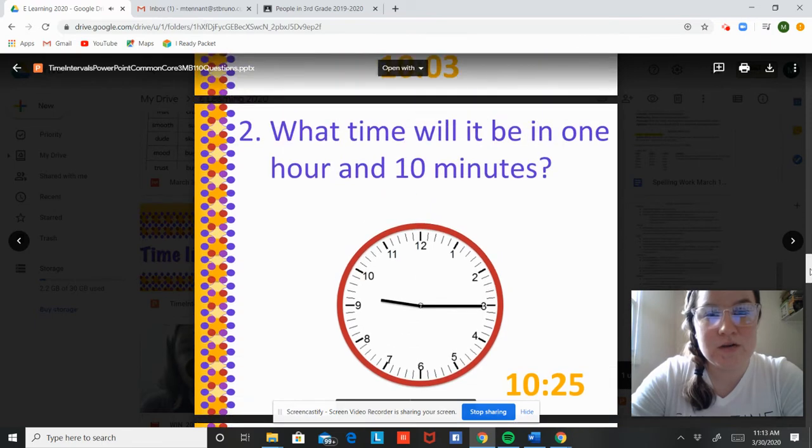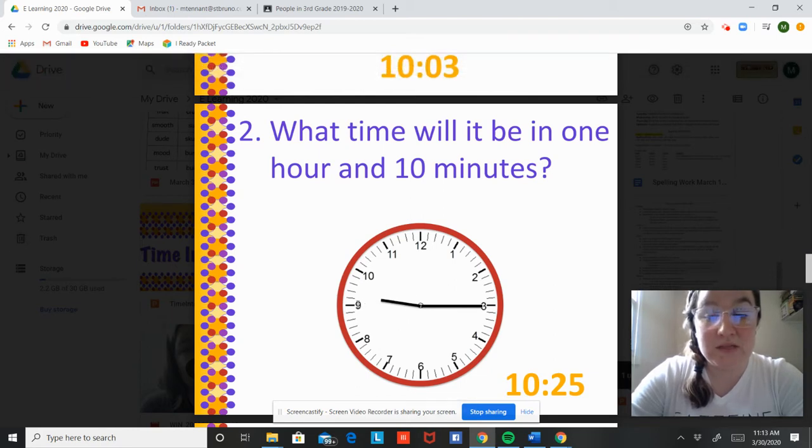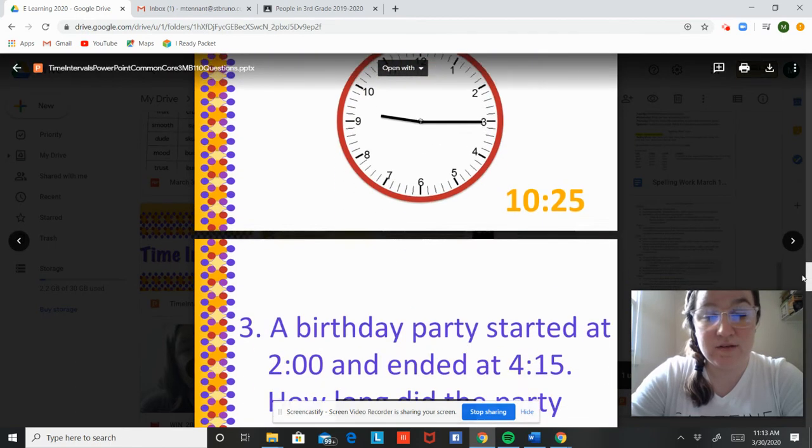Number two, what time will it be in 1 hour and 10 minutes? So it's at 9:15, because it's between the 9 and the 10. If we added 1 hour, it would be 10:15. And then if we were to add 10 more minutes, we would jump from 3 to 4. So it's an interval of 5. And 4 to 5, so that's 2 jumps of 5, so 10 minutes. So it would be 15, 20, 25, so 10:25.